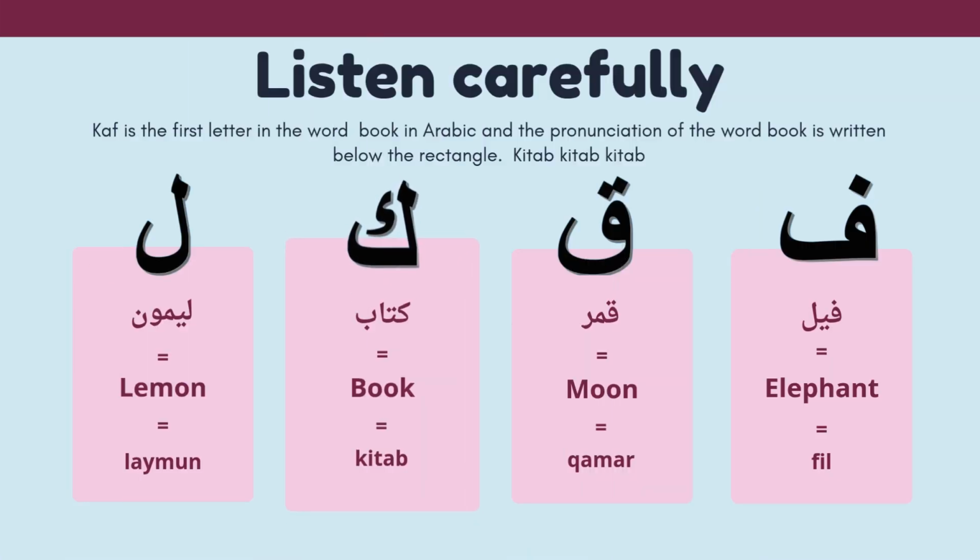Kaf is the first letter in the word book in Arabic, and the pronunciation of the word book is written below the rectangle. Kitab, kitab, kitab.